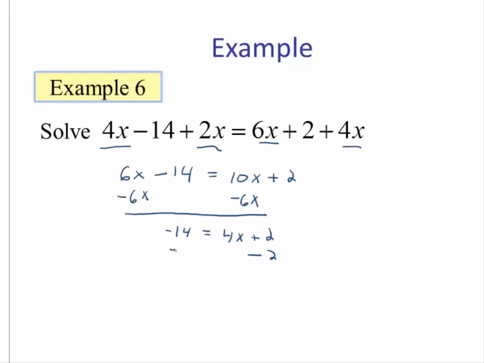Subtract 2 to both sides. Left with negative 16 equals 4x. And when we divide by 4, we see that the answer is negative 4.